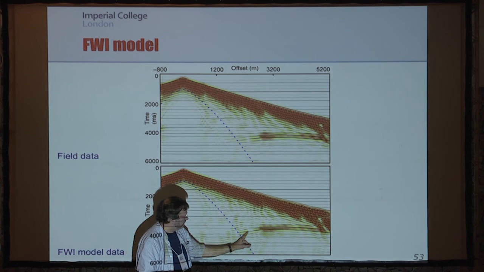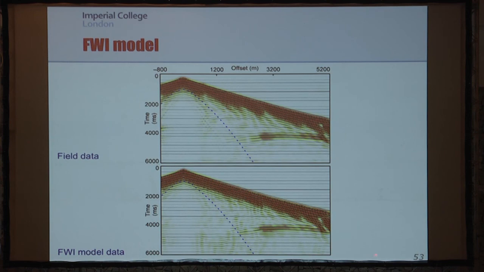In the model, I do need to get the whole model right in order to match that feature and match that feature and match that feature and match that feature. So there's no simple one-to-one relationship between the data and the model. You have to get everything right basically to get the model. And they're quite subtle, quite small changes to build this velocity model. So that's an important QC.